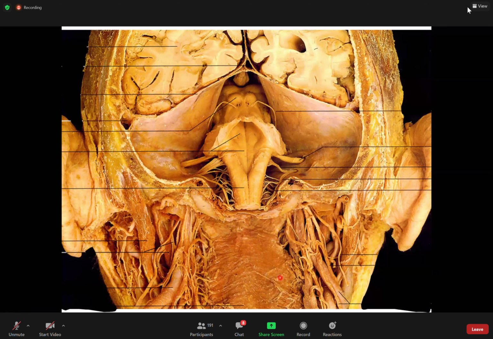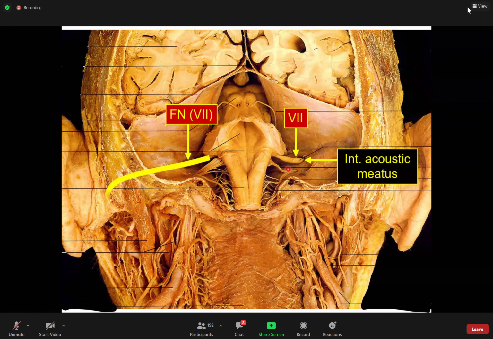We can see the facial nerve coming out at the junction of the pons and the medulla laterally, and it is entering into the internal acoustic meatus. So once it comes out, it goes directly through the internal acoustic meatus and enters into the ear. Within the ear, it gives a couple of branches, and then it comes out from the ear through this foramen, which is called the stylomastoid foramen.